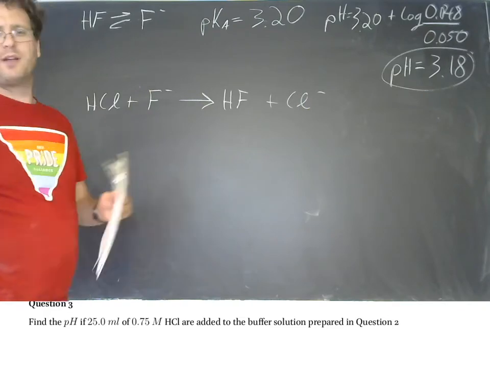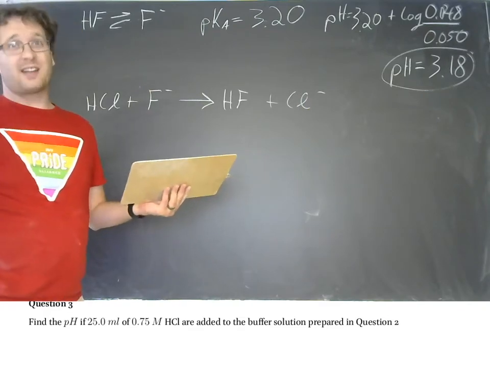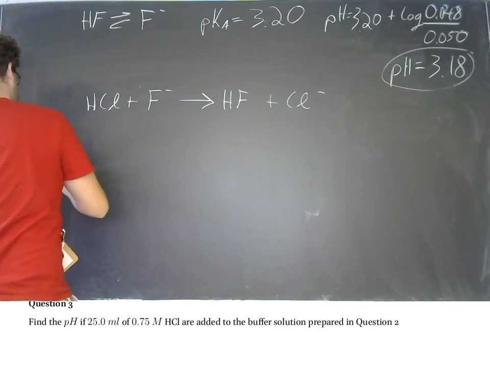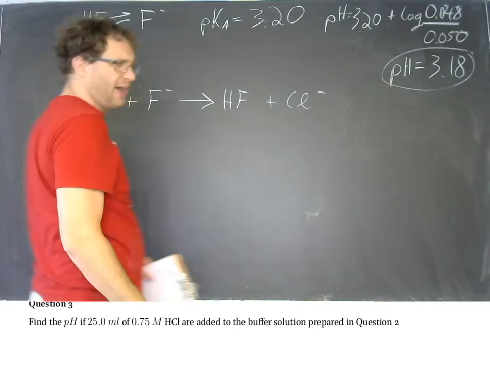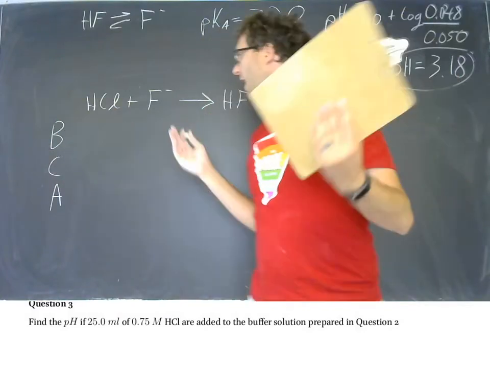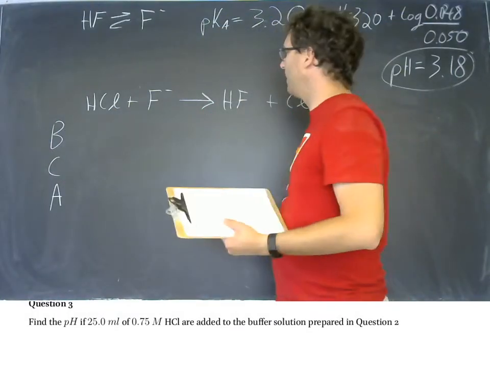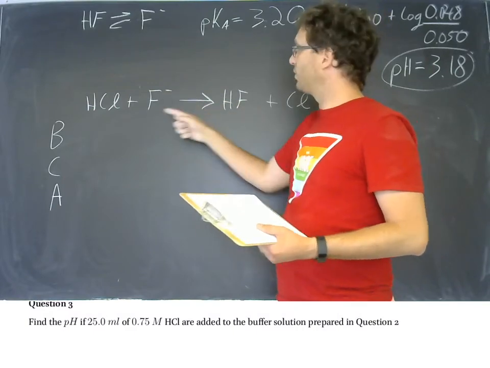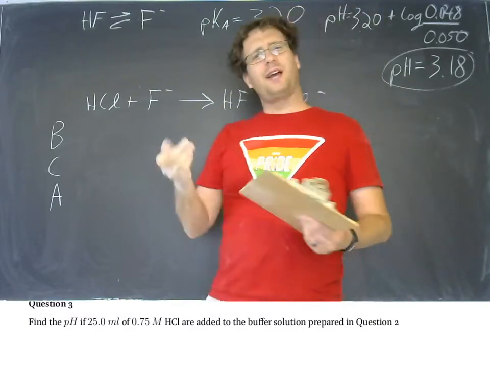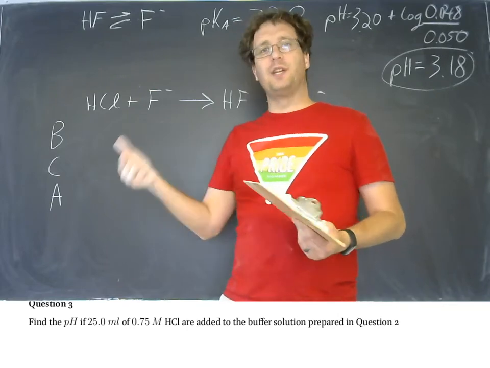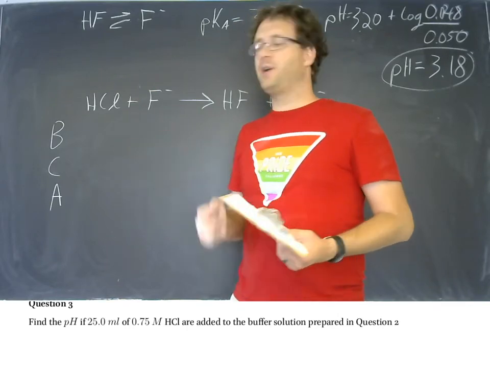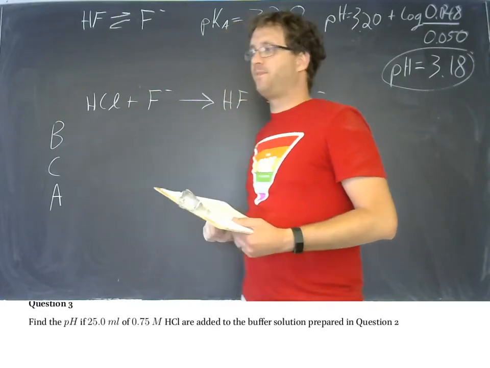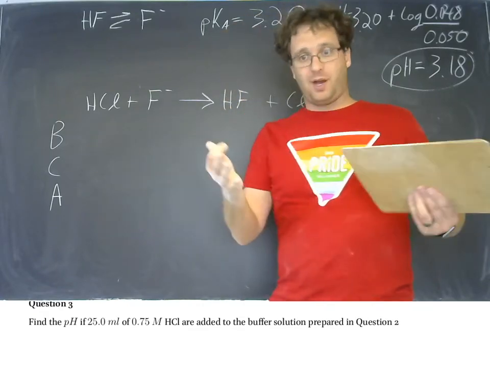And now I'm going to make a table that's going to look exactly like an ice table, but I'm going to call it a BCA table. And the only reason I do that is to emphasize that this table does not have an equilibrium arrow. This table goes to completion. And for an ice table, ICE stands for initial, change, and equilibrium. This stands for before, change, and after. And so let me show you how we set it up.